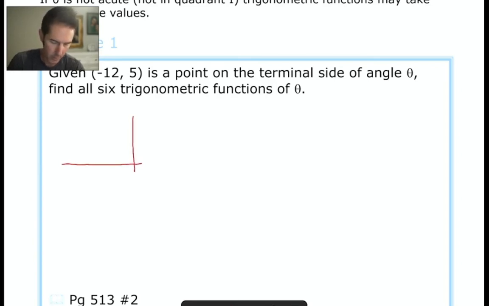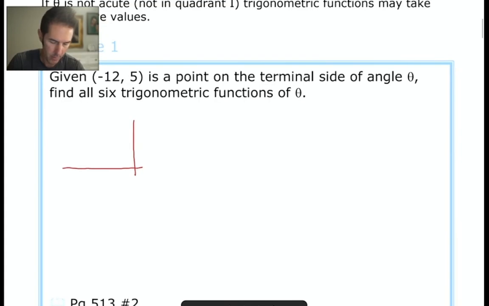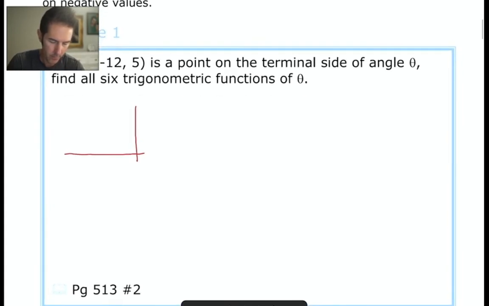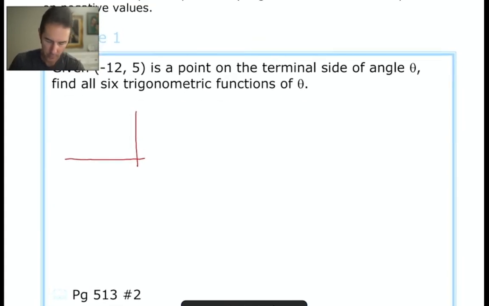Why is my pen not working anymore? Come on now. That is strange. There we go, negative 12. Doesn't look like a 12, but it is, I promise. And we're going up 5 units, not to scale, of course. So our point is, I don't even like that. I can't handle it. Something more like this, having gone up 5.